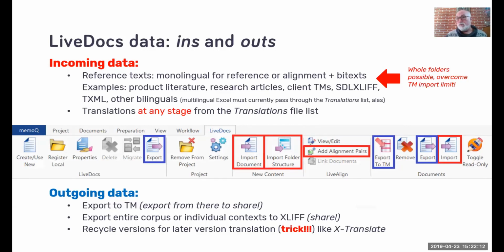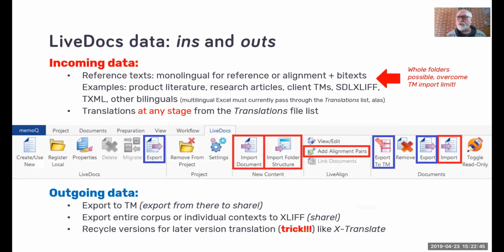It could be reference information. It can be bi-text, bilingual texts of many different kinds. That might be an SDL-XLIF file, for example, that a colleague or a client translated using SDL Trados Studio. You can bring those in and store them as reference documents and have them function immediately as a TM. So you don't even need to import that into a translation memory. You just import the relevant SDL-XLIF file and it's there in LiveDocs.